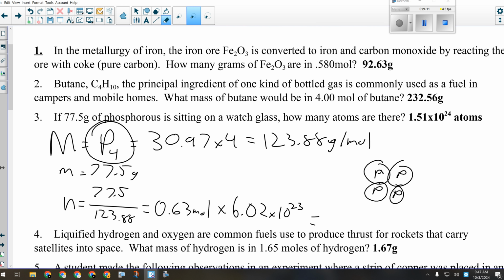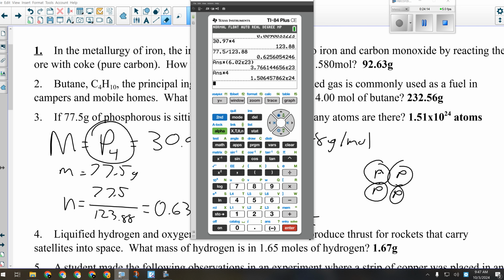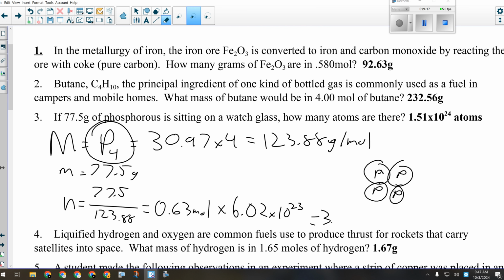So when I calculated this number right here, I got it to be 3.76 or 3.77 times 10 to the 23. That is the number of these molecules of phosphorus because I used the molar mass of phosphorus molecules. Each one of those molecules contains 4 phosphorus atoms. That's why I multiplied that number by 4 and got the answer on the key. That's the number of atoms of phosphorus, not the number of molecules of phosphorus. Do you follow the difference there?